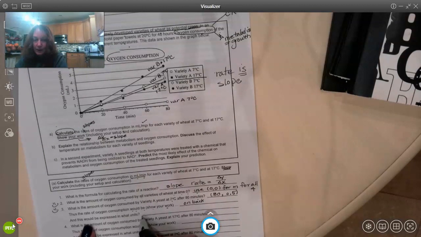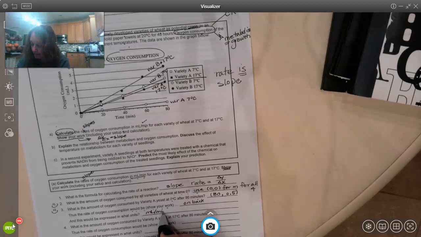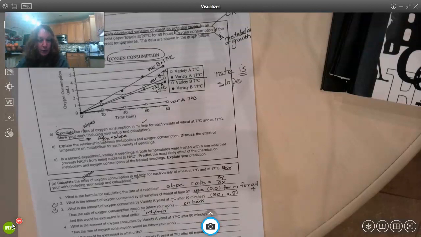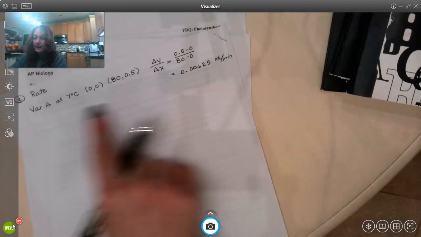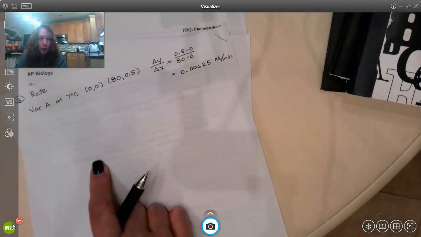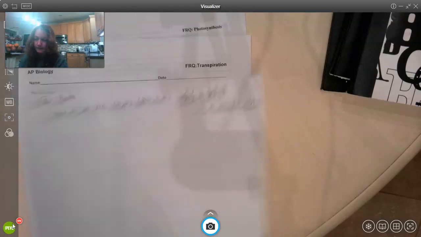And this would be expressed in what units? Well, they told me it's in milliliters per minute. What is the amount? Then they're moving to the next one. So each one of these you would then continue until you were through with all 4. Okay? I'm not doing that math with you.